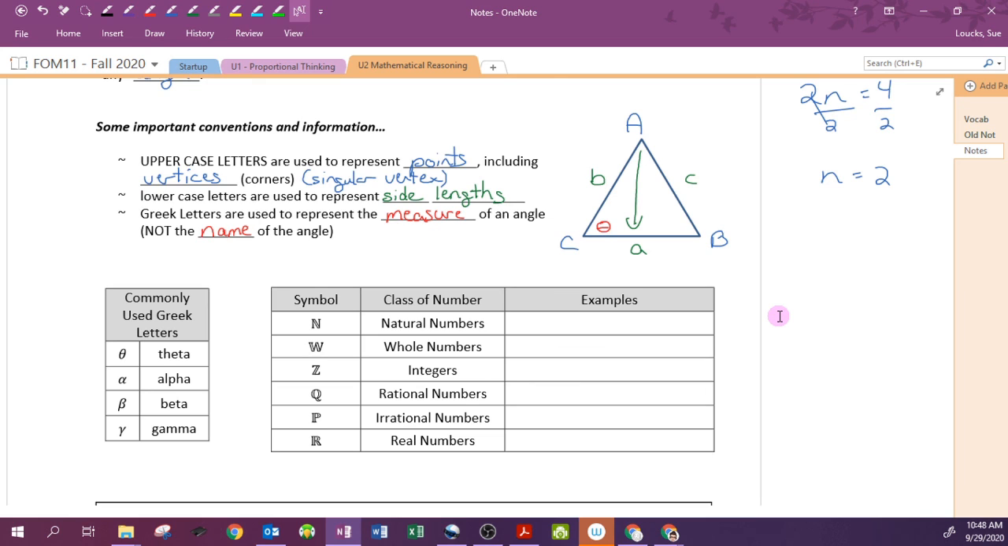Commonly used Greek letters. I'm just going to write them out next to them so you see what they look like when I write them as opposed to what they look like when I do them on the computer. So theta is a circle with a horizontal line. Alpha is like a fish. Beta is a capital B with a tail. And gamma is a fish swimming down. Okay.